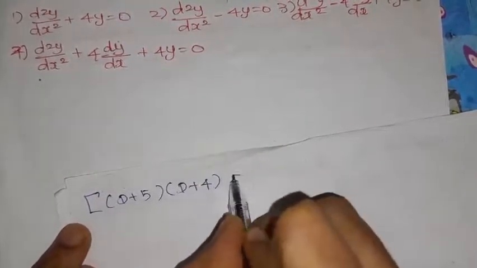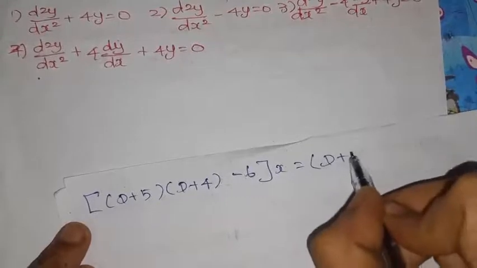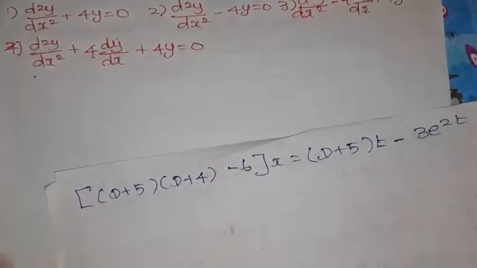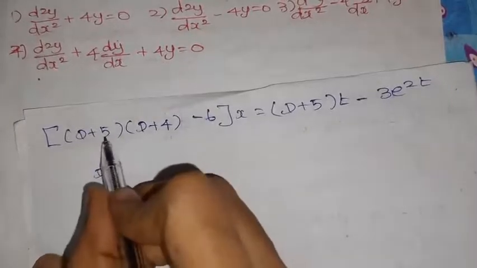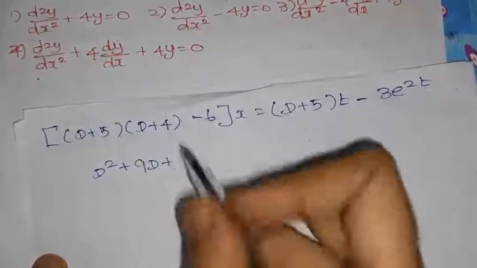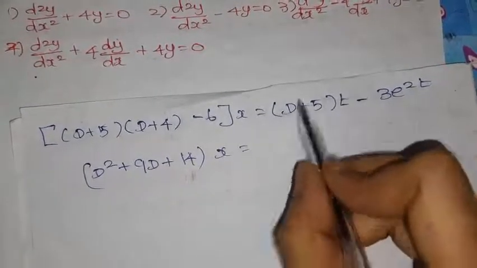So whenever multiplying inside, I am just rewriting the equation (D plus 5) into (D plus 4) minus 6 into x equal to (D plus 5) into (t minus 3e^(2t)). So now we are going to simplify this equation. Just multiply inside: D squared plus 4D plus 5D plus 20, right? 20 minus 6 is 14. So 14 into x equal to, where D represents d by dt.